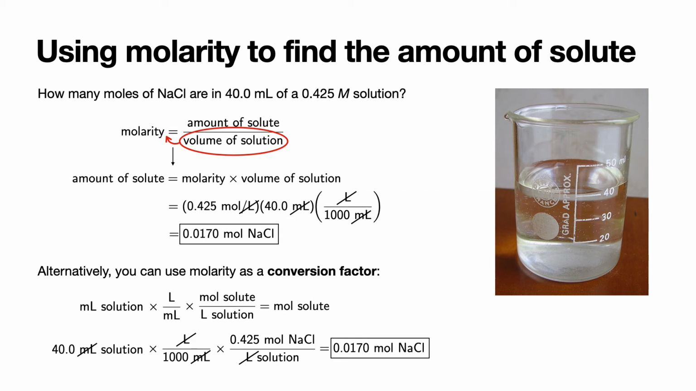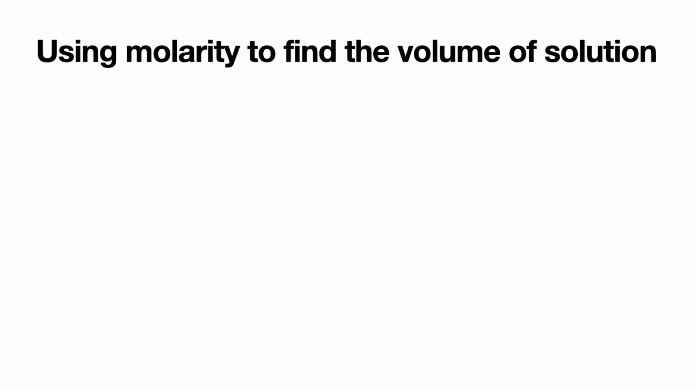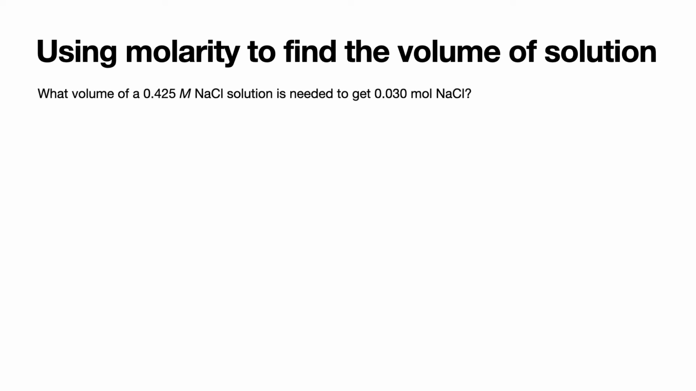Okay, so let's look at one more example. Let's use molarity to find the volume of a solution. So let's say again that we've got our solution of sodium chloride with a concentration of 0.425 molar. That is 0.425 moles per liter, and we want to know what volume of that solution we would need if we wanted to have 0.030 moles of sodium chloride.